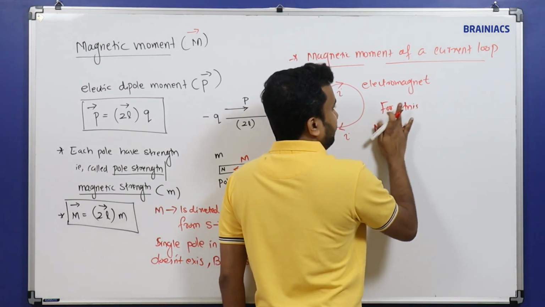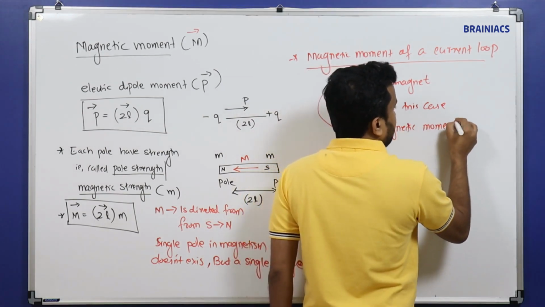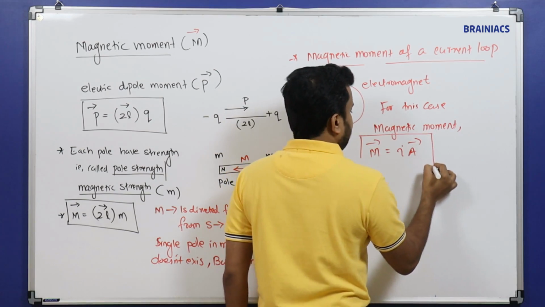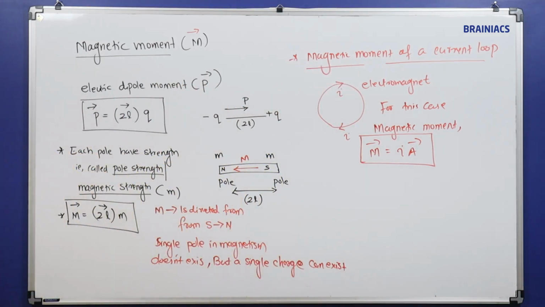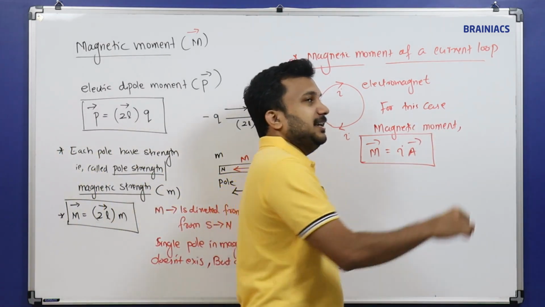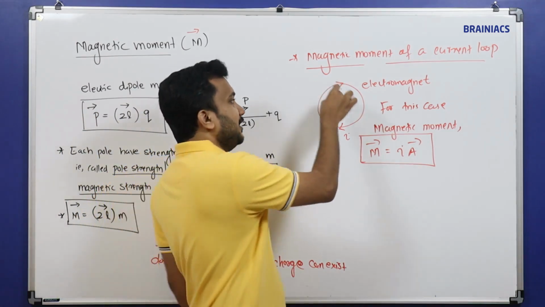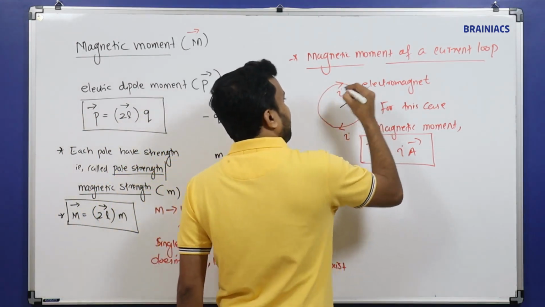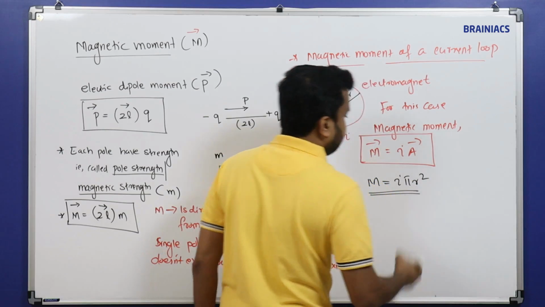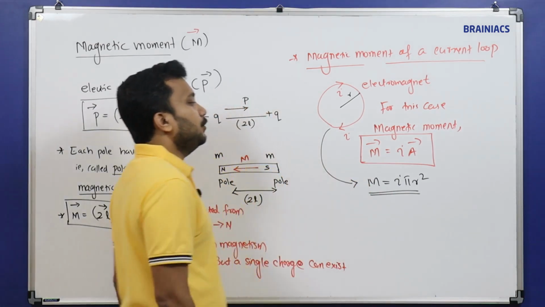For this case, magnetic moment M will be equal to current into area vector. This is important. Current into area vector means we have to multiply with the area. If the structure is a rectangle, then current into the area of that rectangle. Here it is a circle. If the circle has a radius r, then I can write magnetic moment equal to I into pi r square. This is my answer: M equals I into pi r square.